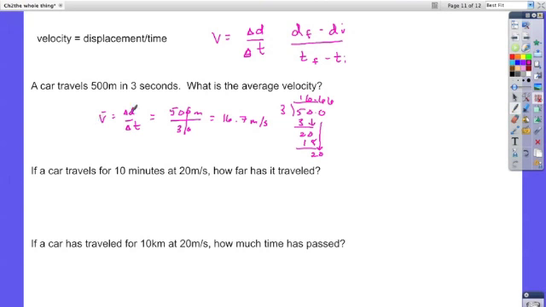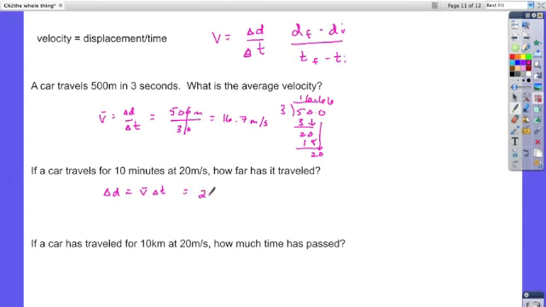Sometimes we are given 2 out of these 3 variables, but not these 2. And this is an example. A car travels for 10 minutes at 20 meters per second. How far has it traveled? So in this case, we're looking for delta d. So we do a little algebra, and we get delta d equals, how do I get it by itself? I multiply both sides by delta t. So velocity times the time interval.